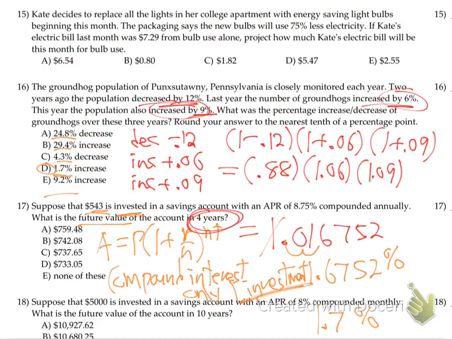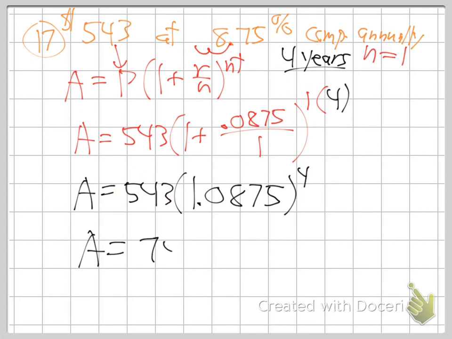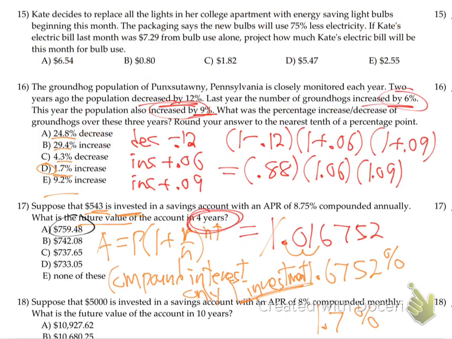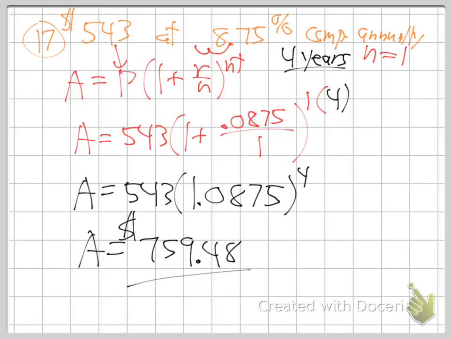Did you guys get it? You said it's A? 759.48? Yeah, 759.48. We good? We feel like you could tell that from one of the payment problems? It's just a one-time investment, not several times.